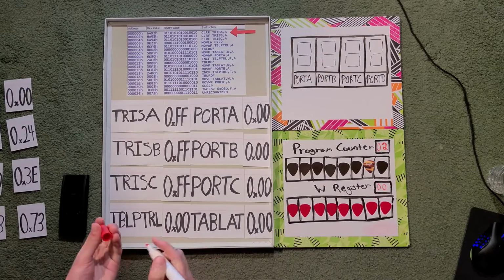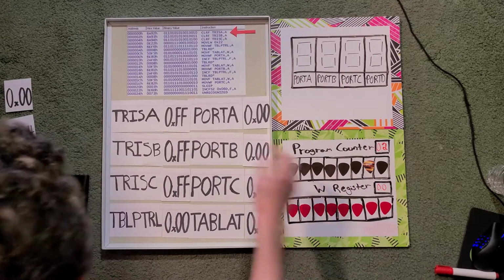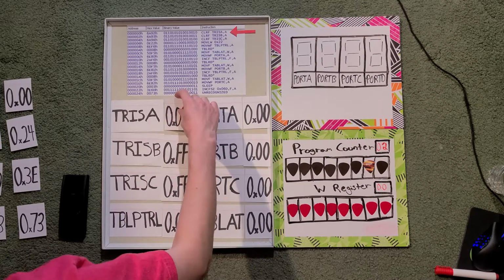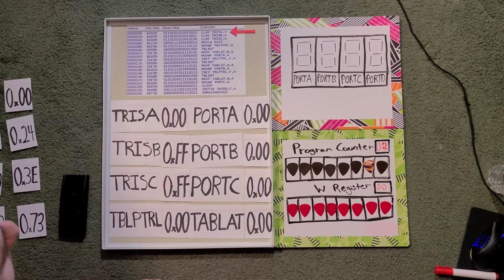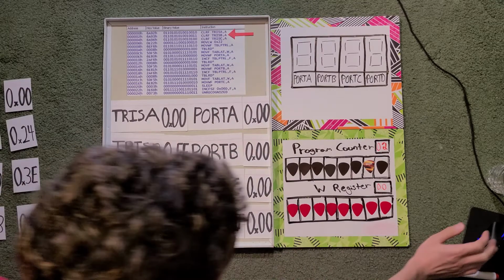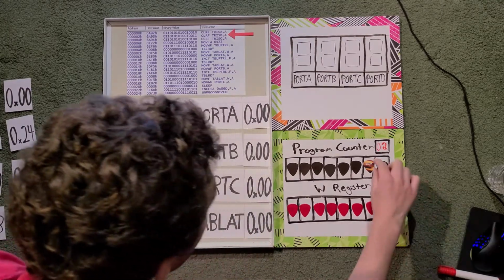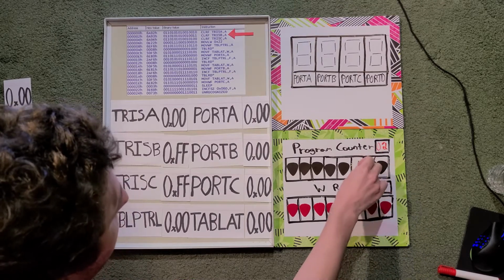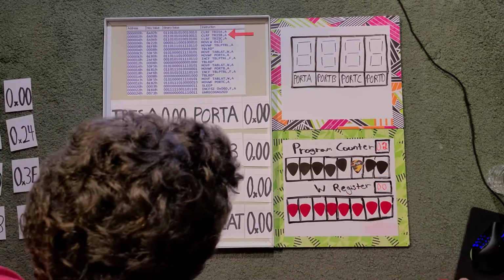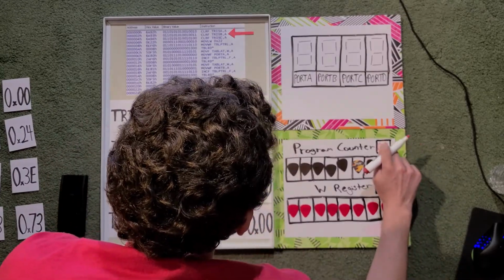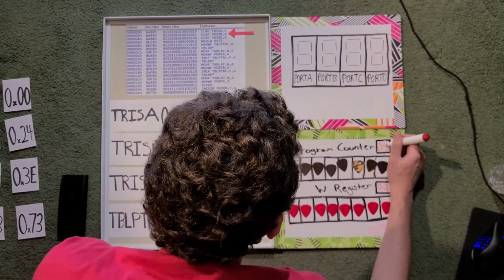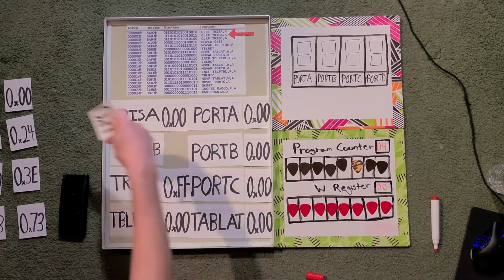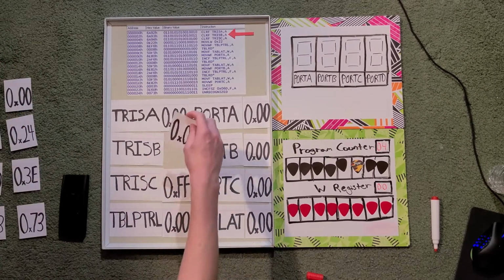So you see I just flipped a bit, made that 2, and that means we cleared TRIS A. So FF turns into a 00. Now for our next instruction, we're going to clear TRIS B, which means this right here is going to get flipped over, and our program counter is going to get put to 4. And TRIS B is going to be cleared from FF to 00.